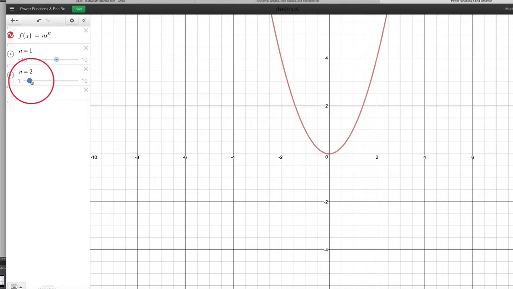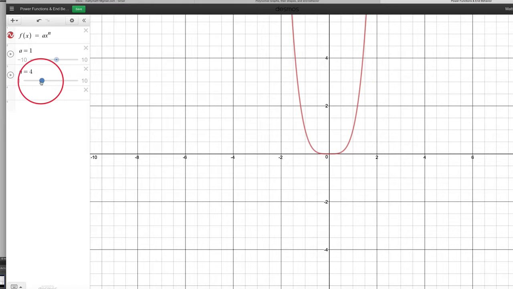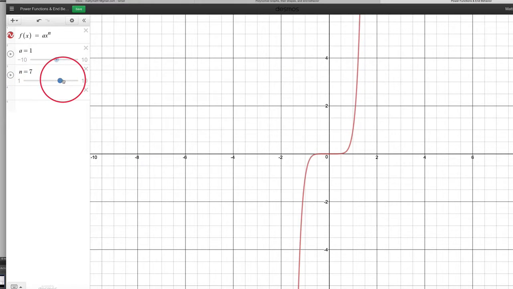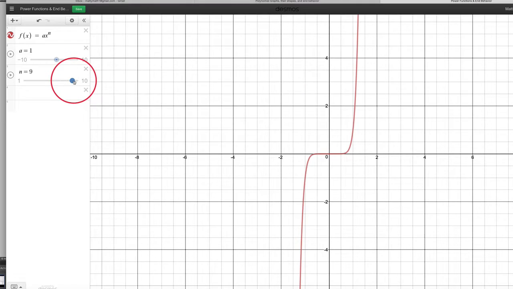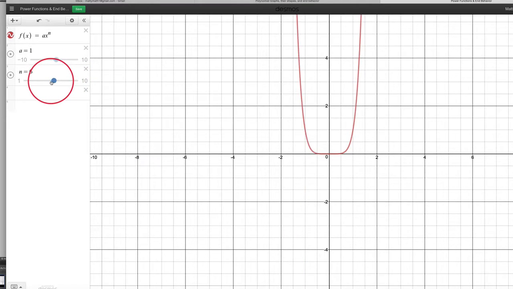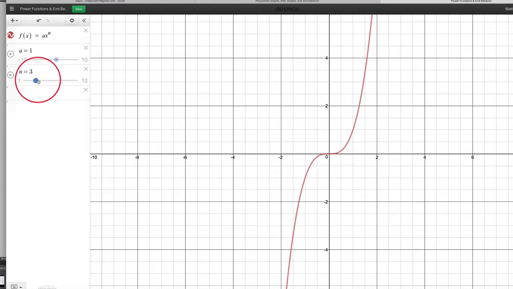And what we notice is that every time the degree is even, second degree quadratic, fourth degree quartic, sixth degree, eighth degree, 10th degree, the behavior on the left side of the graph always matches the behavior on the right side of the graph. And that is to say that if the right side rises, then the left side also rises if the degree is even. Now if our degree is odd, what we keep noticing is odd degree polynomial graphs have opposite behaviors on the left and the right.